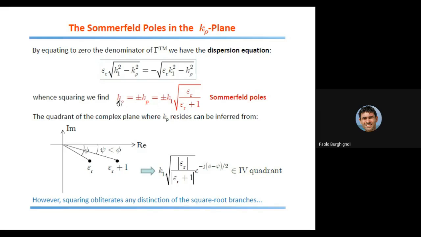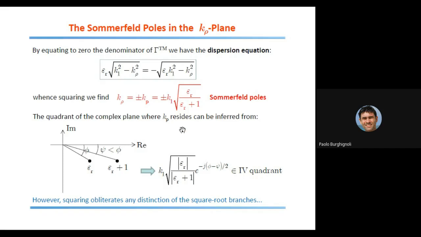And those are the poles of our integrand, and there are two poles which can be found easily in closed form by manipulating this dispersion equation. And those poles are equal to plus or minus K1 times the square root of the ratio between epsilon r and epsilon r plus 1. There are no other poles. This pair of equal and opposite poles are known as Sommerfeld poles. Now, we can easily see where they are located in the complex plane. They are located in the fourth and second quadrants.